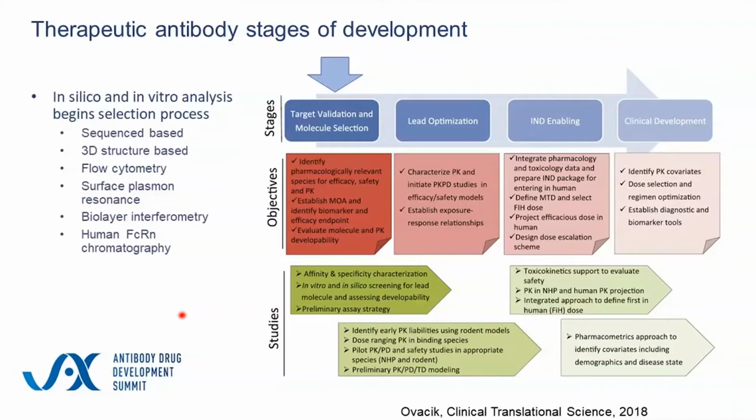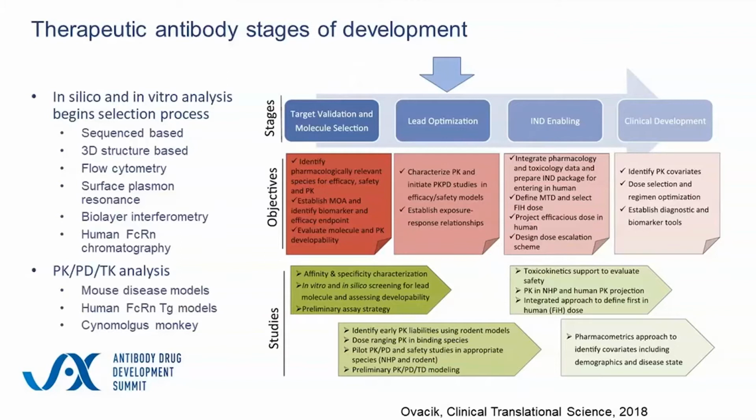And once the set of antibody candidates has been reduced down to those with the best characteristics for targeting the molecule of interest, lead optimization involves the characterization of PK. And this requires using biological systems, using mouse disease models if you're going to do efficacy studies.